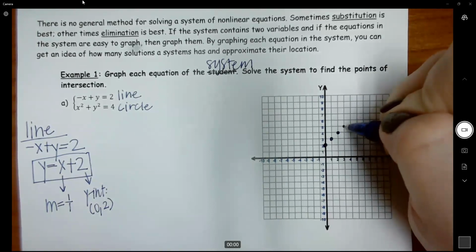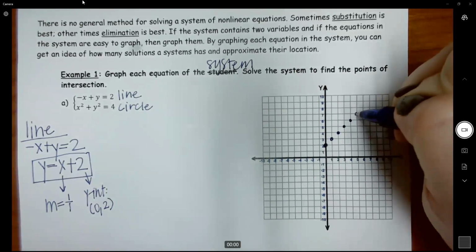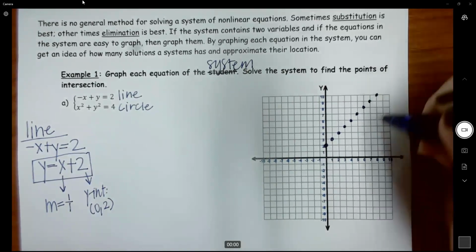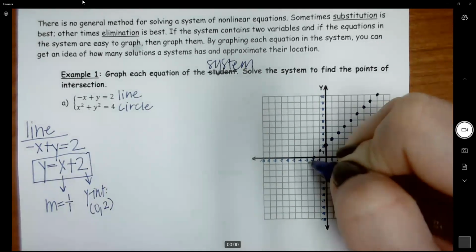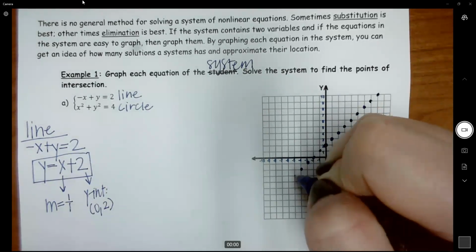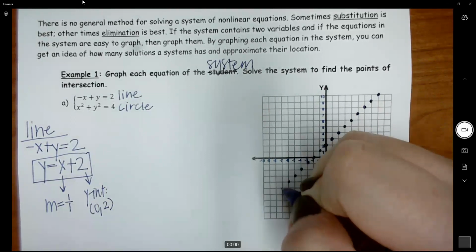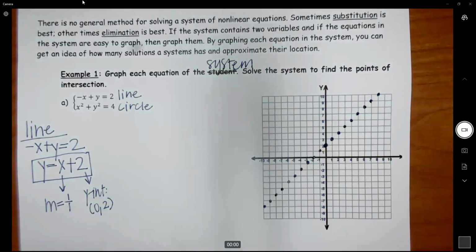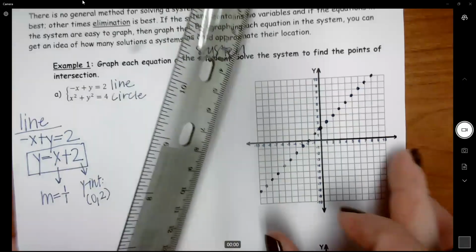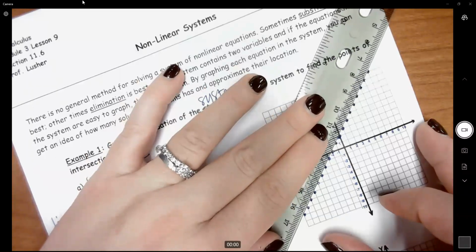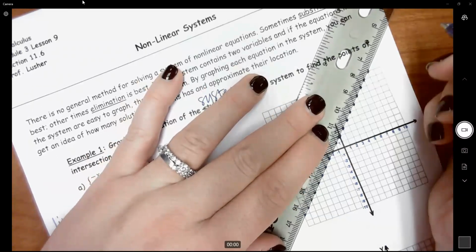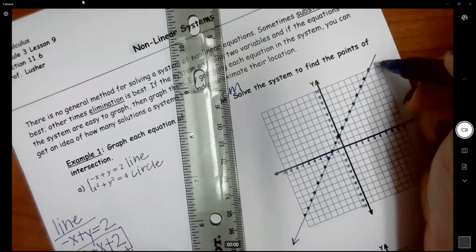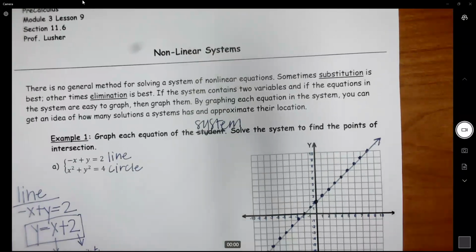When you're doing this in MyMathLab, it makes it accurate for you. But when you are doing this by hand, you have to make sure your graph is accurate. Otherwise, it's not really useful graphing at all. So I'm going to use my rise over run 1 over 1 throughout the entire thing, and then draw a line through here. All right, so there's my line.